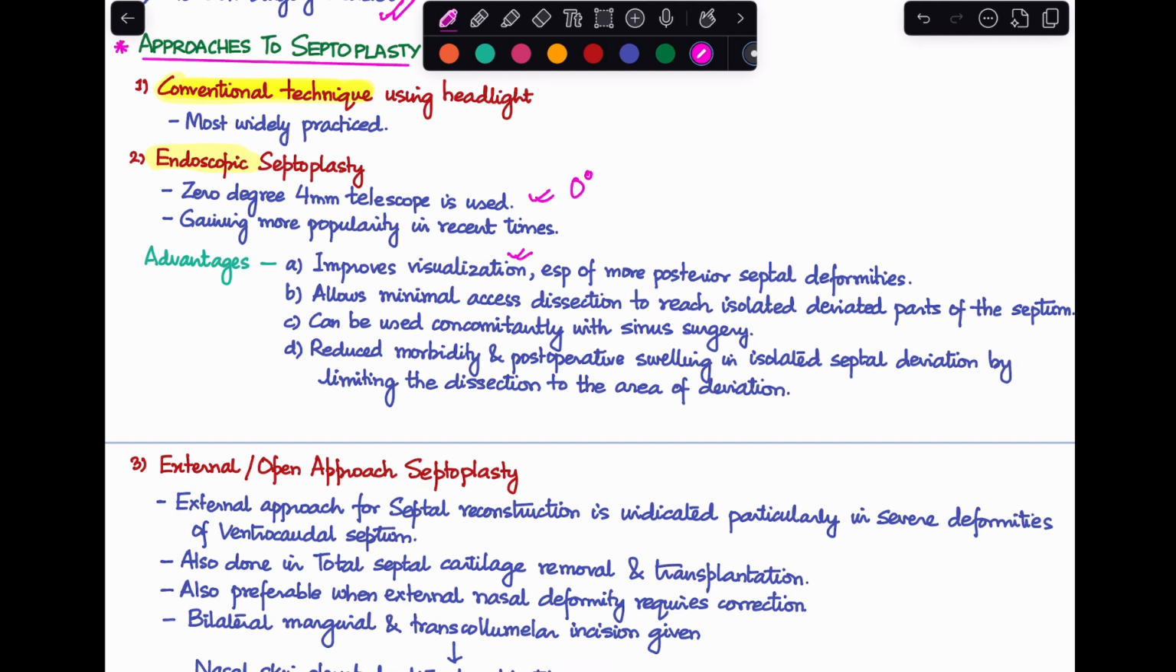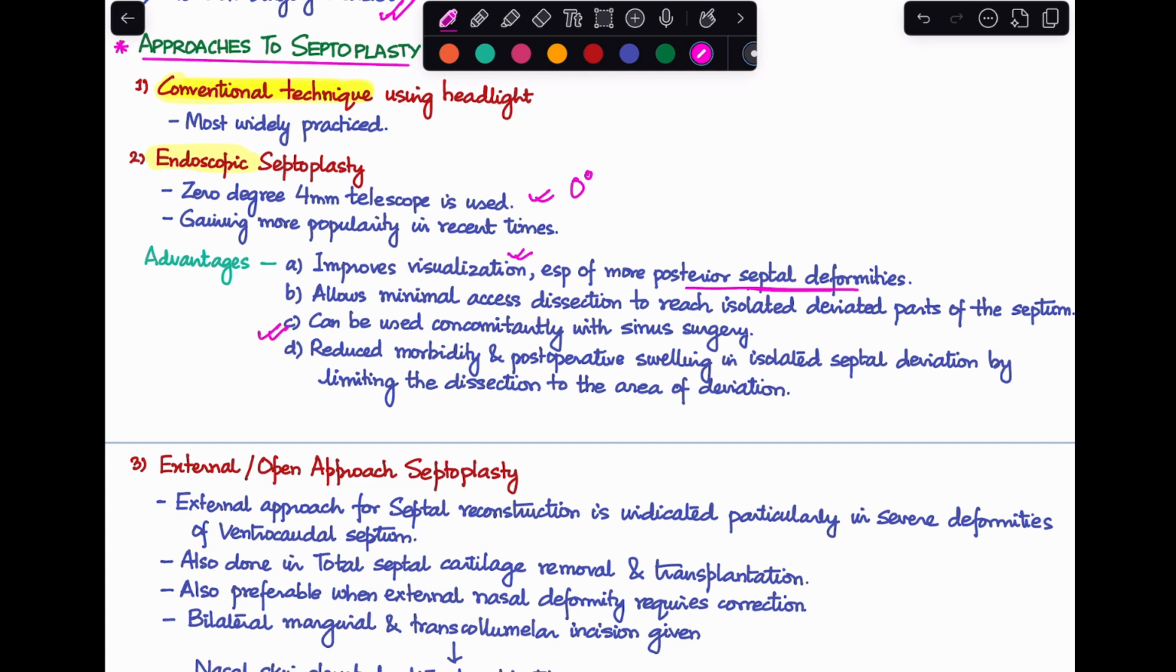with the conventional technique. So you're able to even see posterior septal deformities more easily. Second, it allows minimal access dissection to reach isolated deviated parts of the septum, which would be much more difficult to reach using the conventional technique.